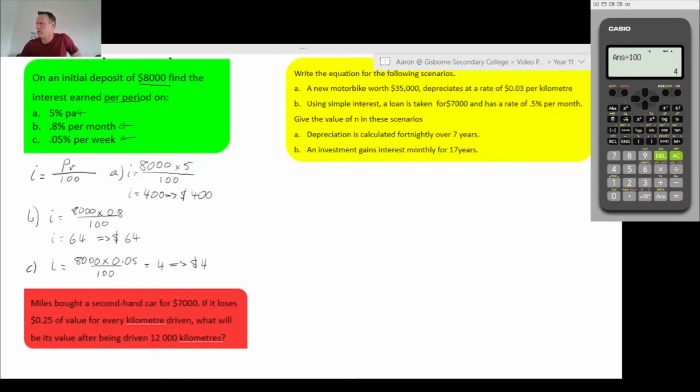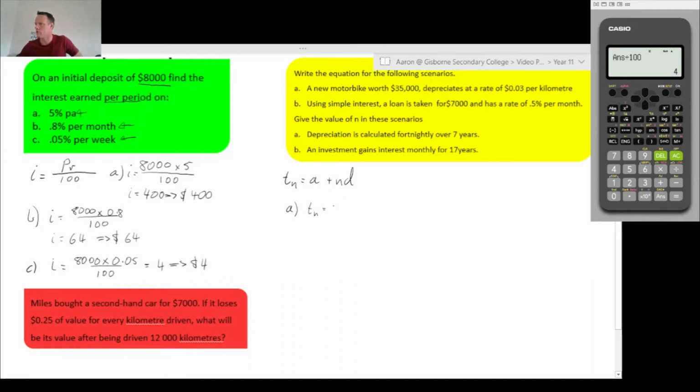And this first one says a new motorbike. So our basic equation is this. Any term, Tn, is equal to A plus nd. Hopefully we know that we can change that plus for a negative if it's going down. So for A, to start with, we've got a new motorbike worth $35,000 that depreciates at a rate of 0.03 cents per kilometre. So Tn, we don't need to change anything there.